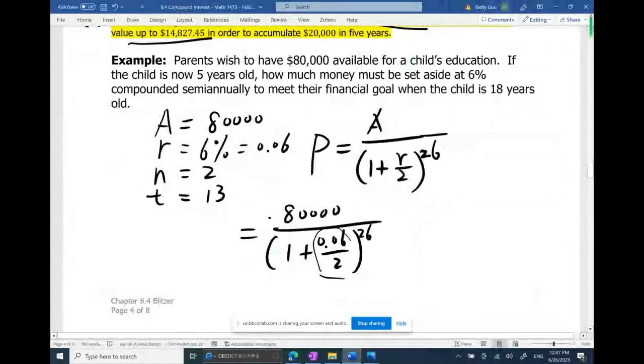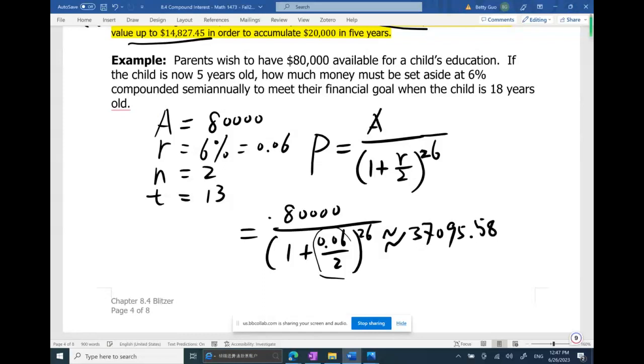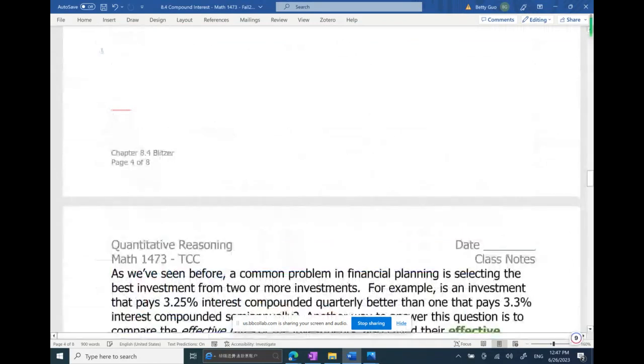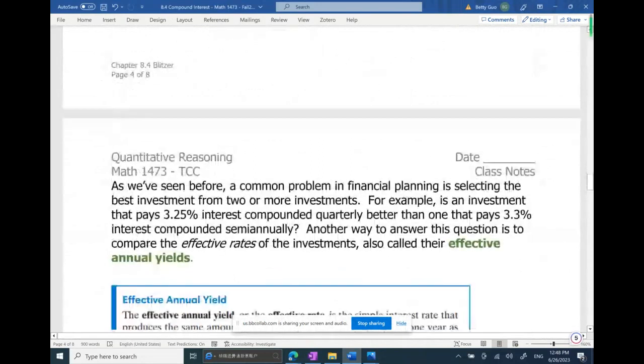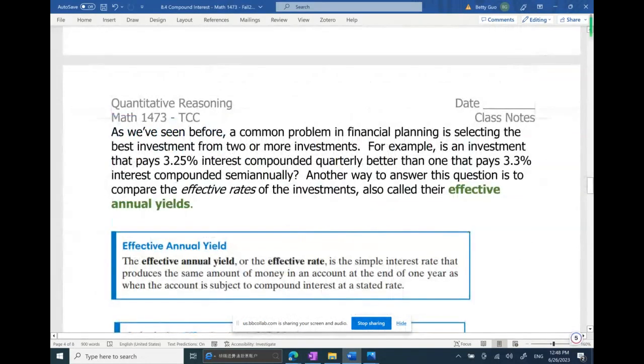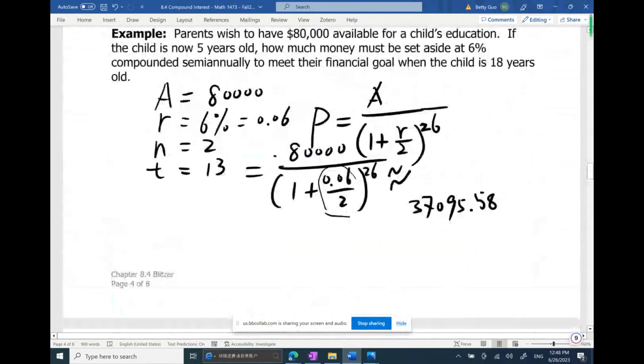Okay. So our value, we round it up, is going to be 37 grand, 95 dollars. We round it up, 58 cents. Next question. So okay, that's that.